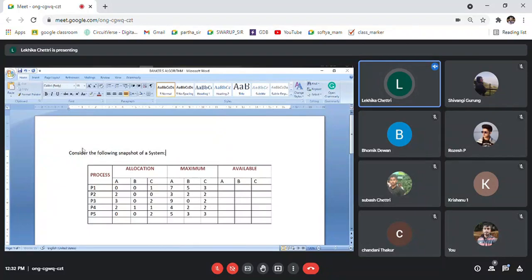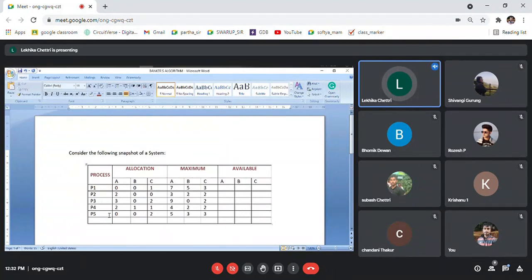Now consider this snapshot of a system. Let us consider this is my system only, and this is the current scenario of my system. Let us say I currently have these many processes running: my Word file, my Google Meet, my Paint, and in my background, some displays working. I have opened some file. So I have 5 processes running.